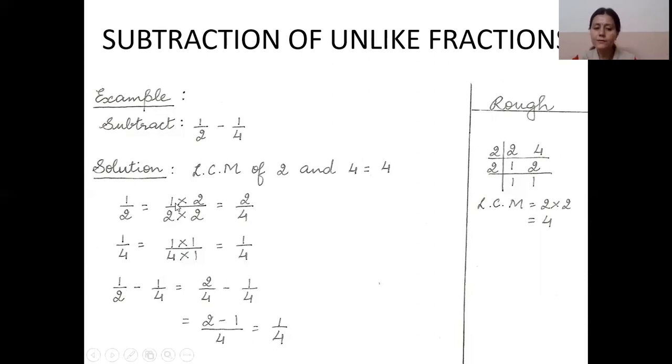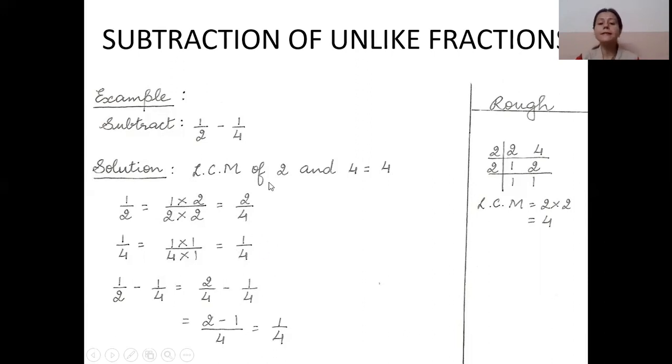2 twos are 4. So multiply 1 also with 2. 1 into 2 is 2. So 1 upon 2 is equal to 2 upon 4. Next fraction, 1 upon 4. Here the denominator is equal to the LCM only. 4 ones are 4, so 1 ones are 1. So 1 upon 4 is equal to 1 upon 4 only.